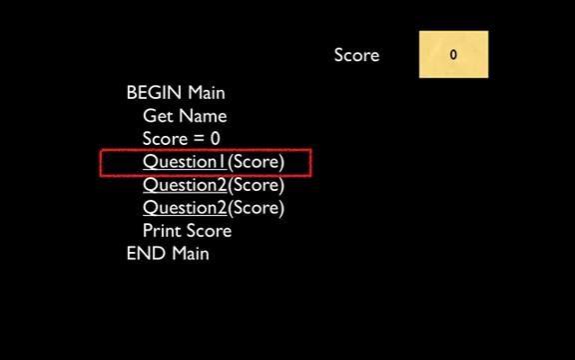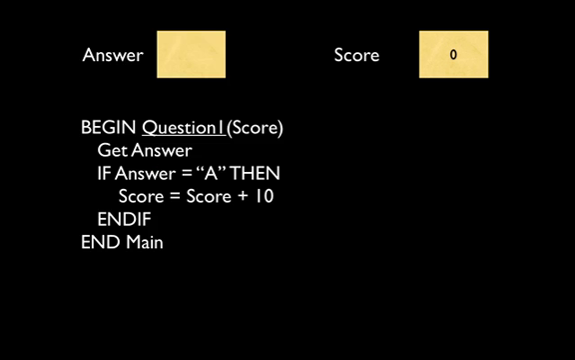Now we move on to our first subprogram. How can we tell it is a subprogram? It's because it's underlined. And then the brackets after that with score, that's identified as a parameter. So we're sending score, which is 0, to question 1. And that score can be manipulated within question 1, and it will come back to the main with the changes. So if we snap into question 1, once again, begin question 1, underlined, we know it's a subprogram, and score in the brackets there, we know that's a parameter. So we're asking to get an answer. Answer is just a local variable within this module.